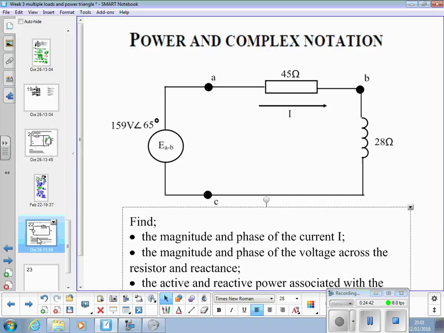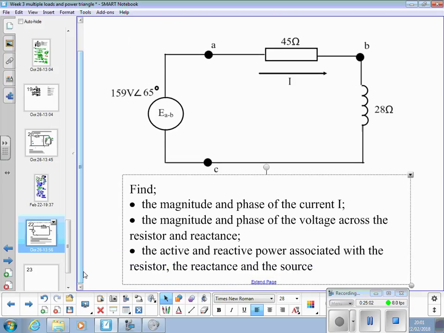So, this one, we've got a supply voltage 159 volts at angle 65 degrees, current I flowing through a resistor and inductor in series. It says: find the magnitude and phase of the current I, the magnitude and phase of the voltage across the resistor and the reactance, the active and reactive power associated with the resistor, the reactance and the source. Okay, so where are we going to start with this one?